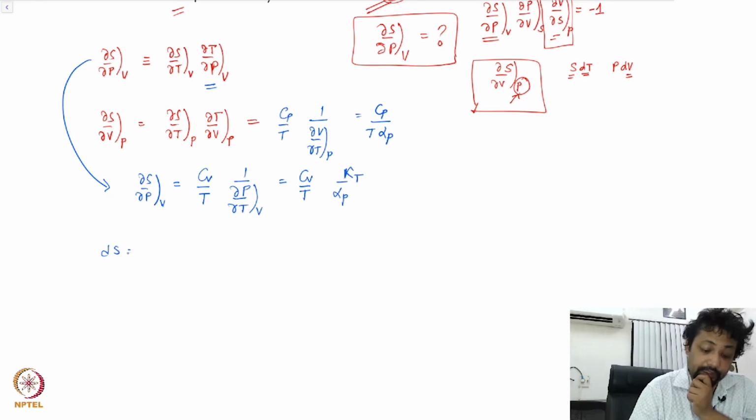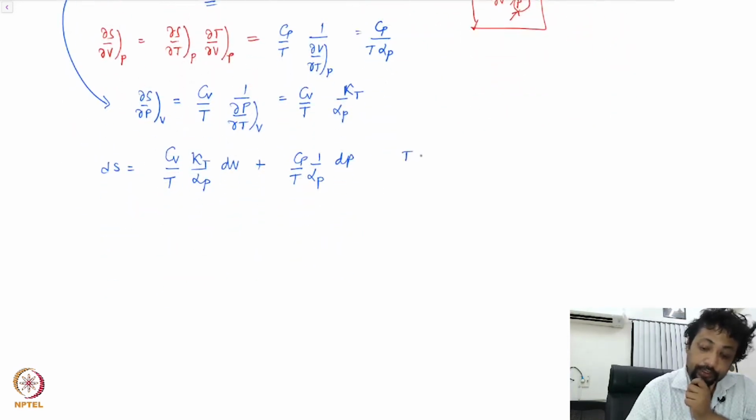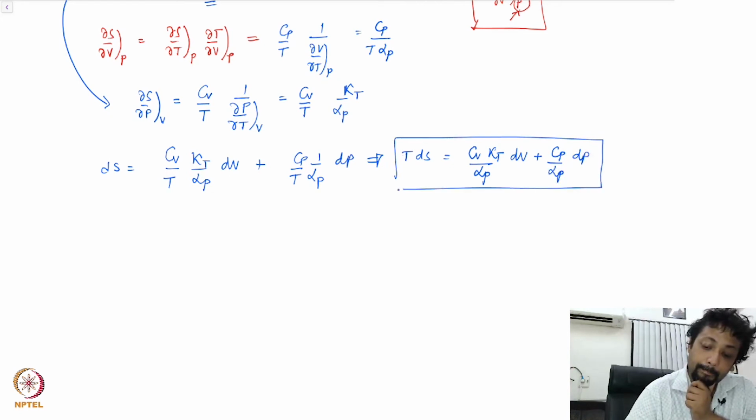So dS is Cv over T kappa T over alpha P dV plus Cp over T alpha P dP, or this implies TdS is equal to Cv kappa T over alpha P dV plus Cp over alpha P dP, right?